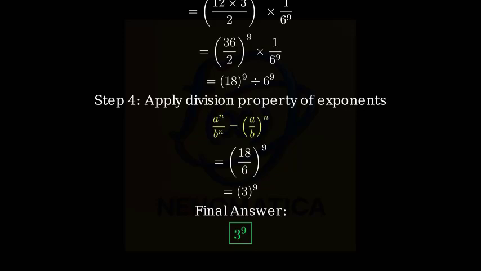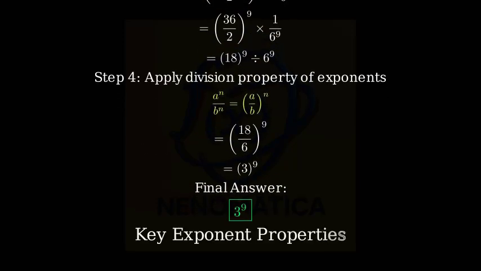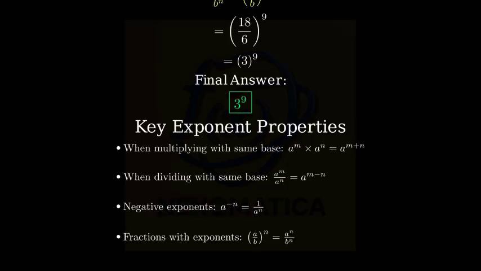In conclusion, we've learned how to simplify complex algebraic expressions involving exponents by applying these key properties. 1. When multiplying with the same base, add the exponents. 2. When dividing with the same base, subtract the exponents. 3. A negative exponent means we move that factor to the opposite side of the fraction. For fractions with exponents, we apply the exponent to both numerator and denominator. By applying these properties step by step, we can simplify even the most complicated expressions.